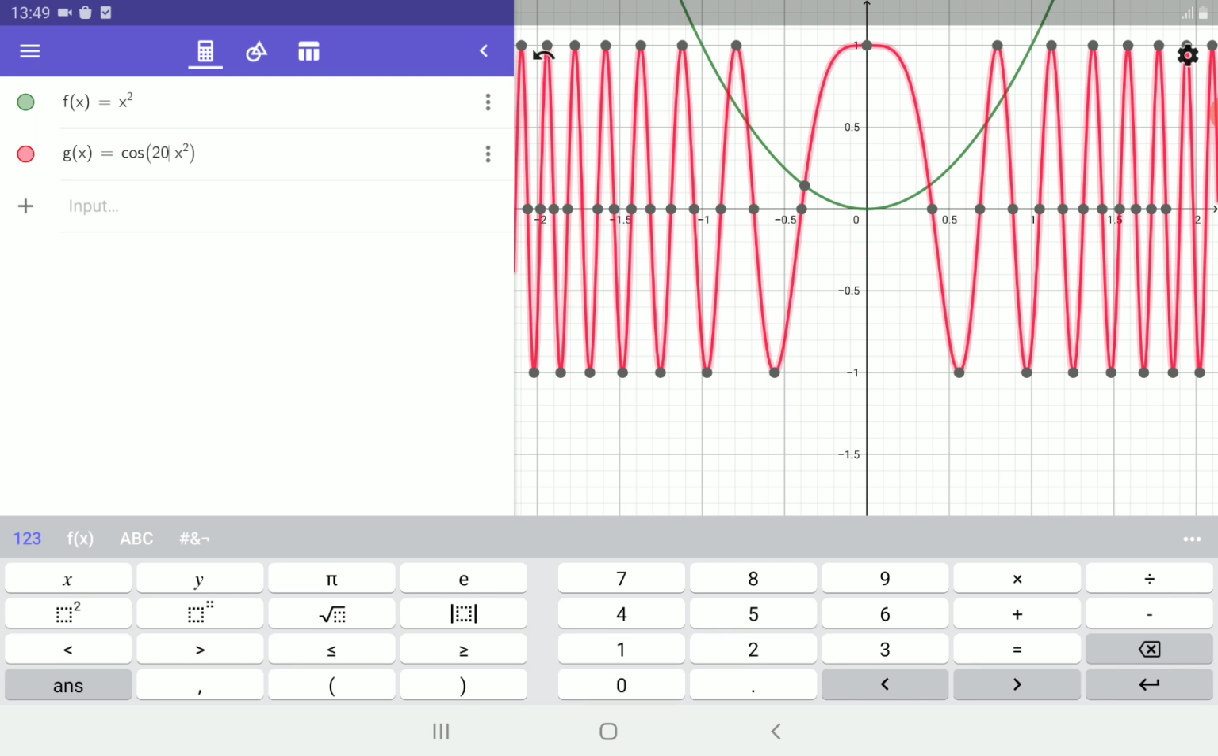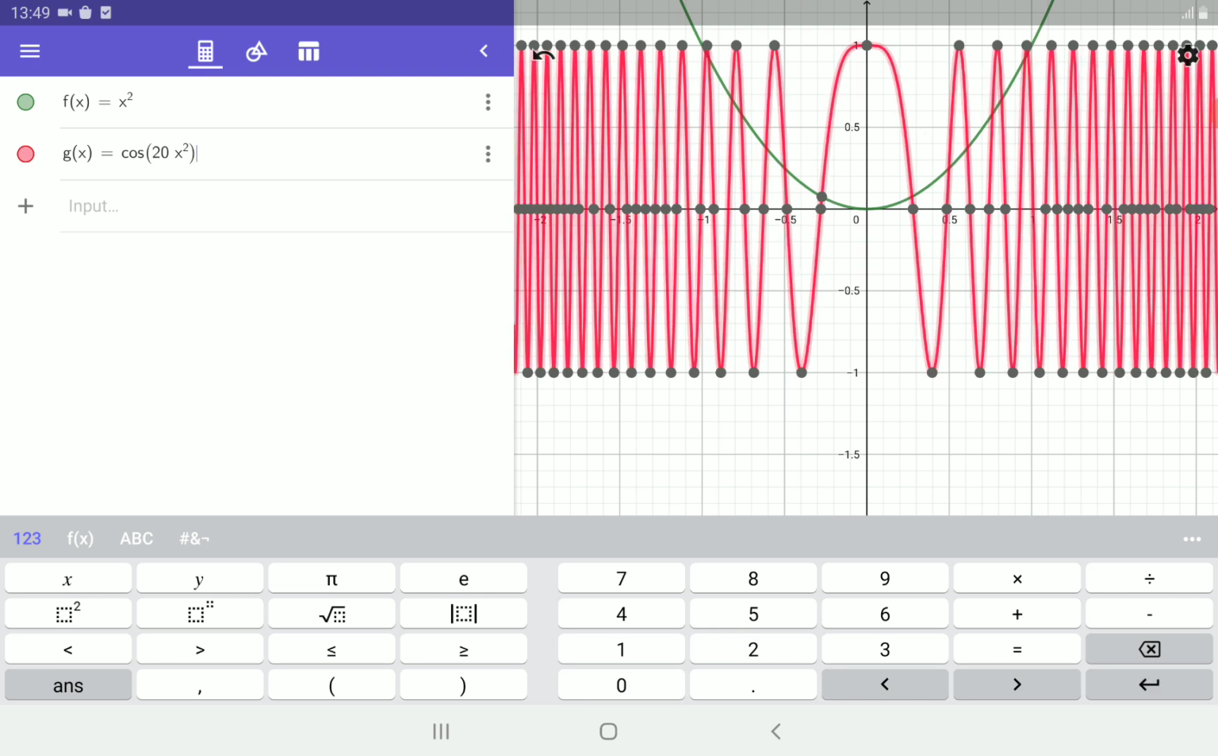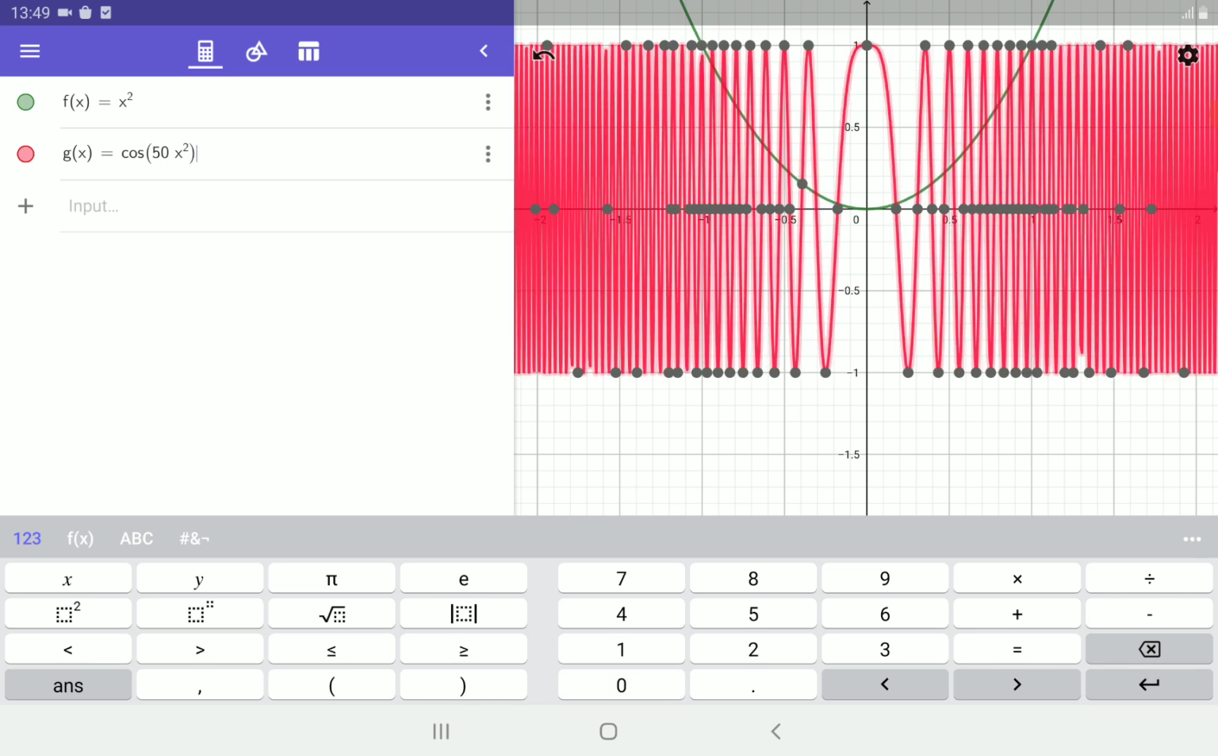If this is cosine 20x squared, we still maintain, around the stationary point, an area that is not cancelling out. Let's just do 50x squared lastly, and then again you can see that the areas away from the stationary point are indeed cancelling out, but in the vicinity of t equals 0, or x equals 0 in this case, this graph has areas that are not cancelling out.